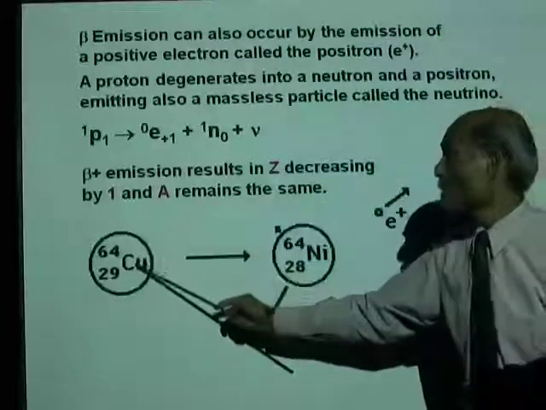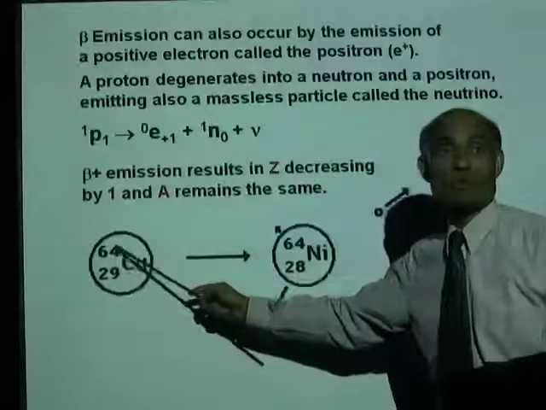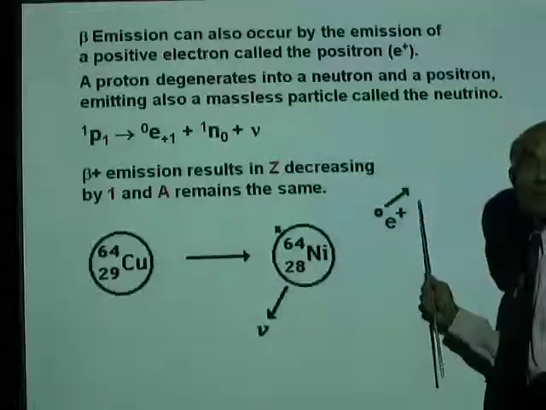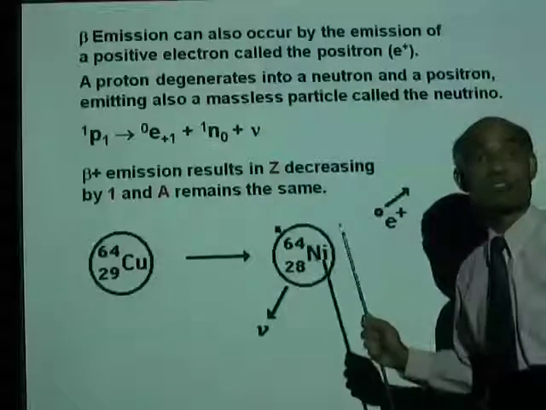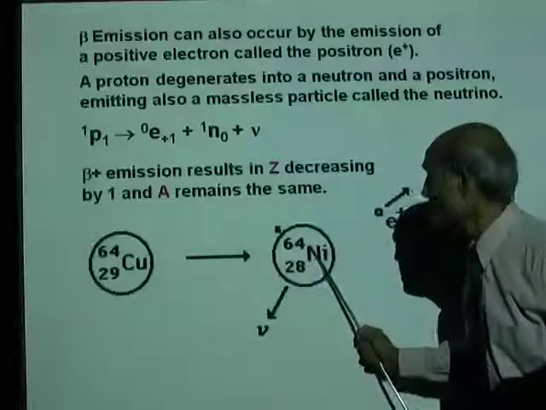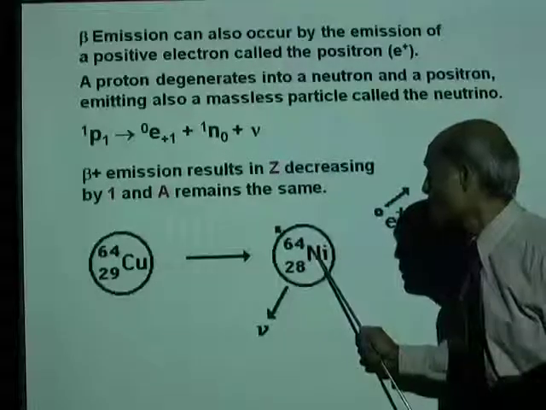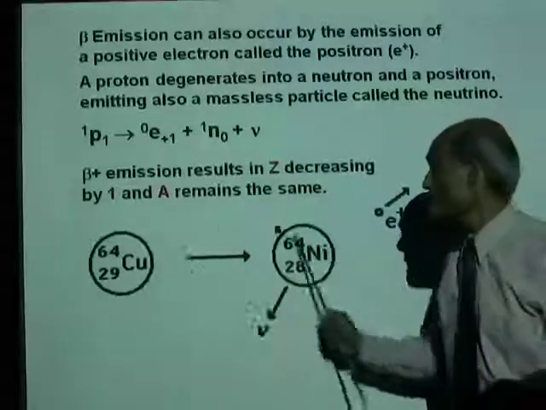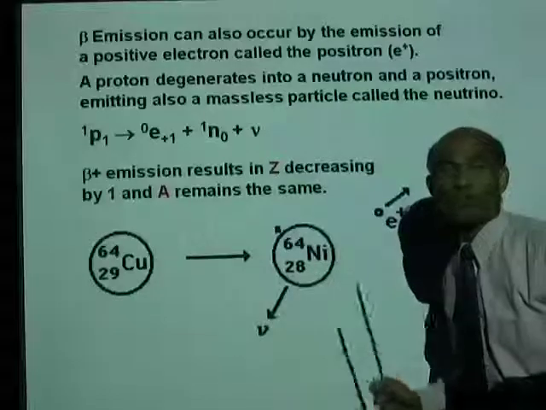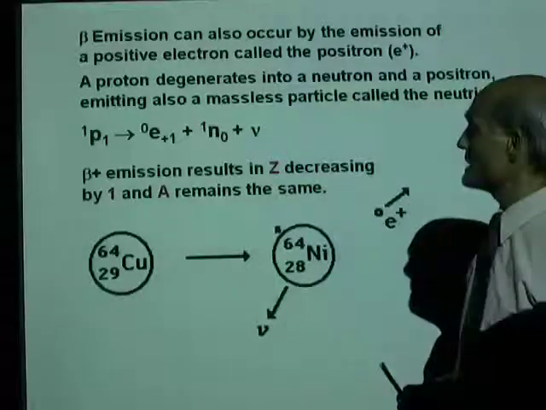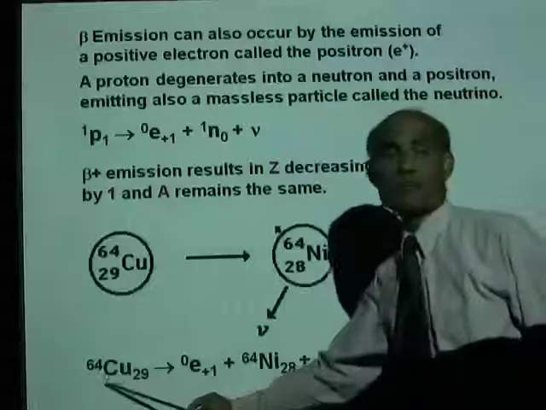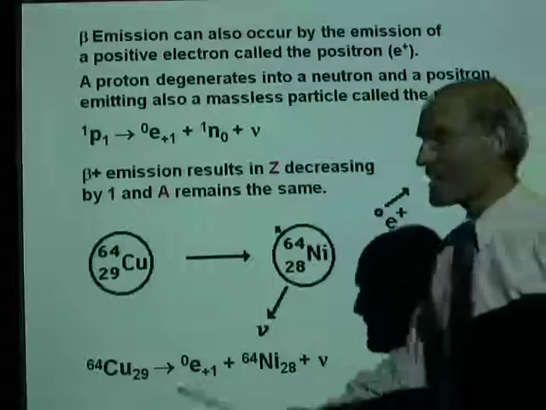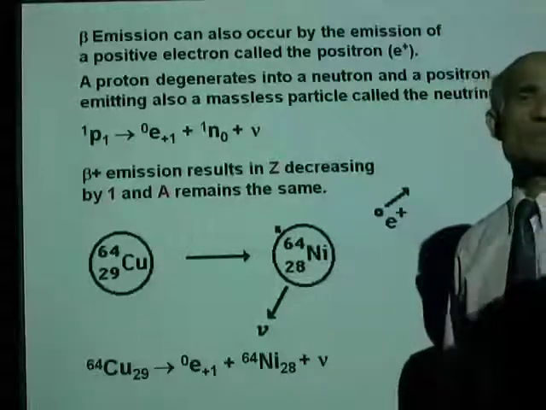An example is copper, atomic number 29, mass number 64, emits a positron, a positive beta, leaving behind the nucleus of nickel of atomic number 28, one less than copper, and the same mass number. And in the process, you also have a neutrino emitted in that nuclear reaction. And we can represent that by this nuclear equation. I'm sure you are now familiar with how to write these nuclear equations.